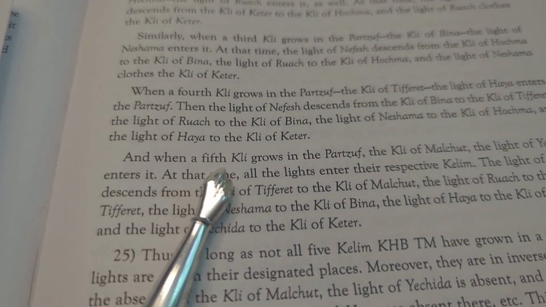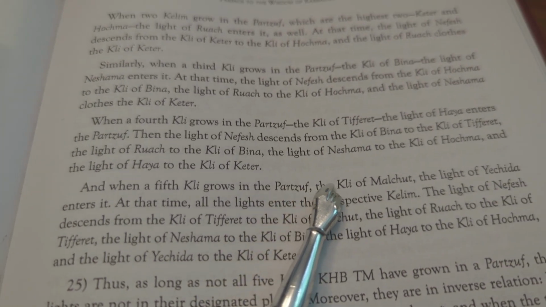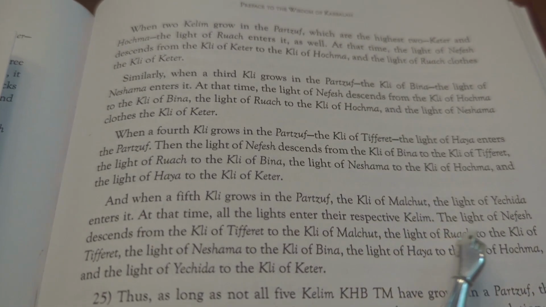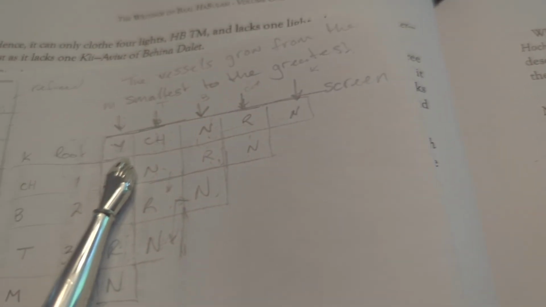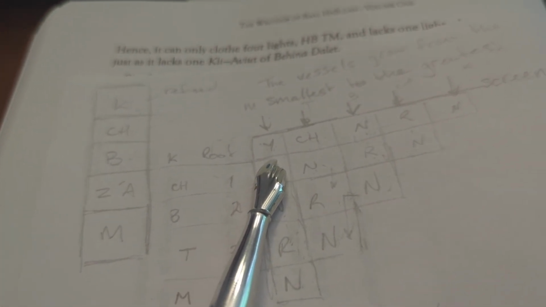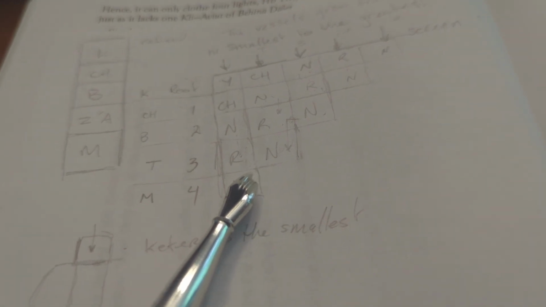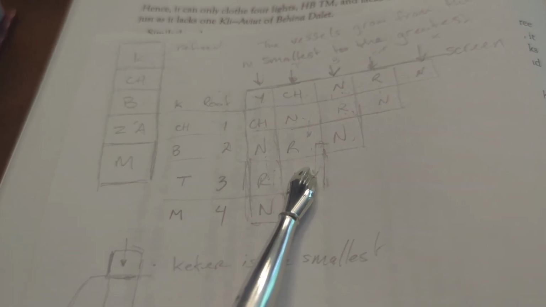And so, going on, when the fifth Kli grows in the Partzuf, the Kli of Malchut, the light of Yechida enters it. So then we see the fifth Kli grows in the Partzuf, the Kli of Malchut, the light of Yechida enters in. And at that time, the lights enter the respective Kelim. The light of Nefesh descends from the Kli of Tifferet into the Kli of Malchut. So the light of Nefesh in Tifferet descends to Malchut.